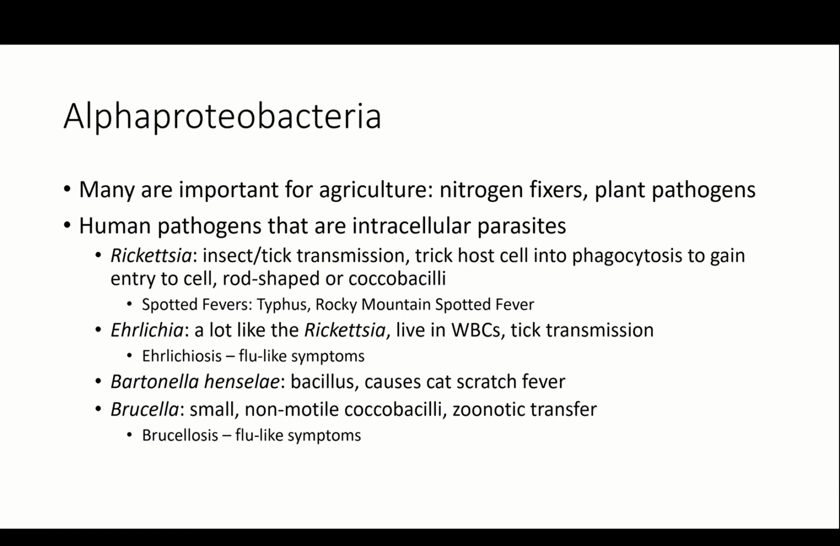So the first up is rickettsia, and we'll talk about these later on in the semester. But these are vector-borne, and that just means that they're transmitted using an insect, especially a tick. They tend to gain entry into the host cells by tricking the host into phagocytosing them. And they appear as a rod shape or coccobacilli under microscopy. So the diseases that are most often associated with the rickettsias are the spotted fevers, including typhus and Rocky Mountain spotted fever. So stay tuned. We'll be talking about these again later in the semester when we get to systems by systems infections.